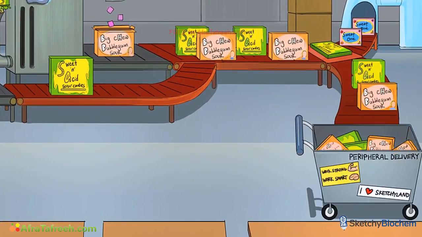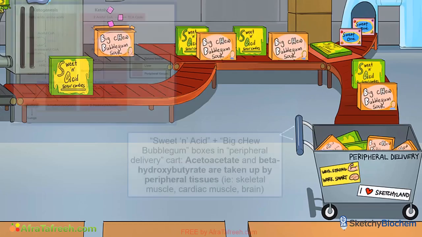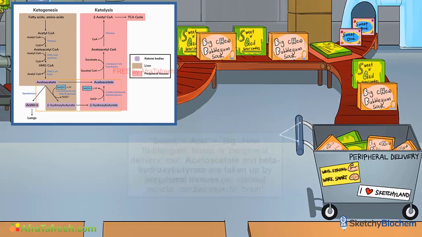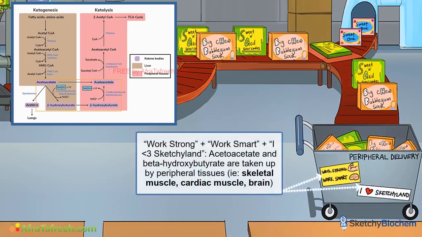The remaining acetoacetate and beta-hydroxybutyrate are taken up by peripheral tissues. That's why there's boxes upon boxes of sweetened acid and Big Chew bubblegum inside this peripheral delivery cart, ready to be foisted upon unsuspecting guests of Sketchyland Park. Care to guess where it goes? I'm sure that bumper sticker gave it away.